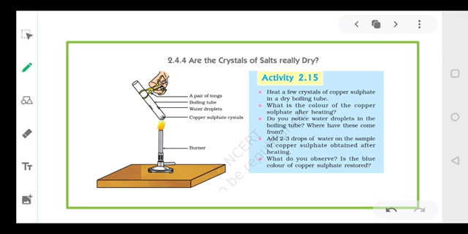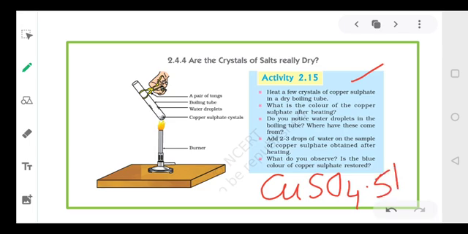Now coming to another activity, activity 2.15. Suppose I have copper sulfate. What is the formula of copper sulfate, dear students? It is CuSO4.5H2O. Just now we talked about 10 molecules of water. So copper sulfate also has 5 molecules of water. Now what is the color of this? The color is blue. The copper sulfate crystals are blue in color.